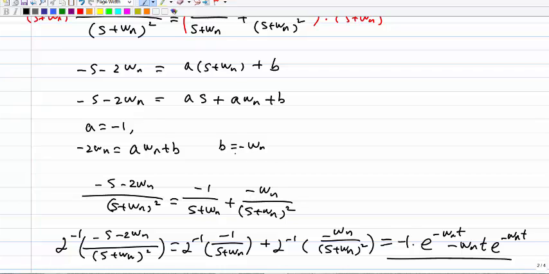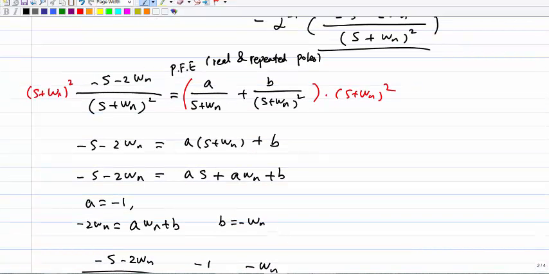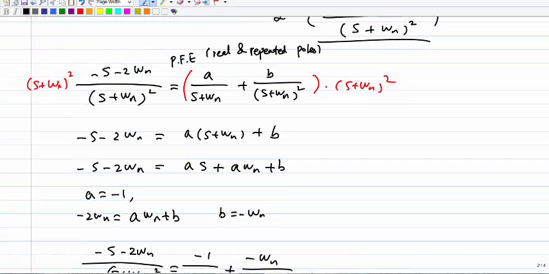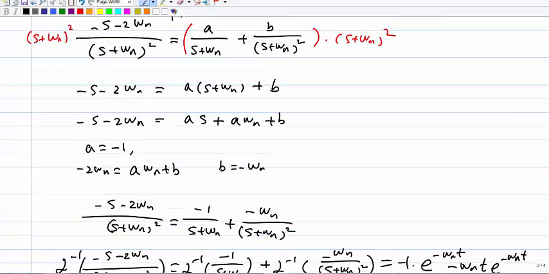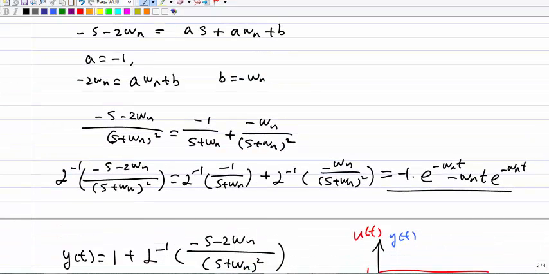Once we do that, we write this negative s minus 2wn divided by s plus wn squared, which is what we computed right up here. We replace a by negative 1, b by negative wn. So it's negative 1 over s plus wn plus negative wn divided by s plus wn squared. Once we do the inverse Laplace transform, using linearity, we have L inverse of this guy plus L inverse of this guy. Once we use the table, we figure out this is negative 1 times e to the minus wnt, and negative wn times t e to the minus wnt.